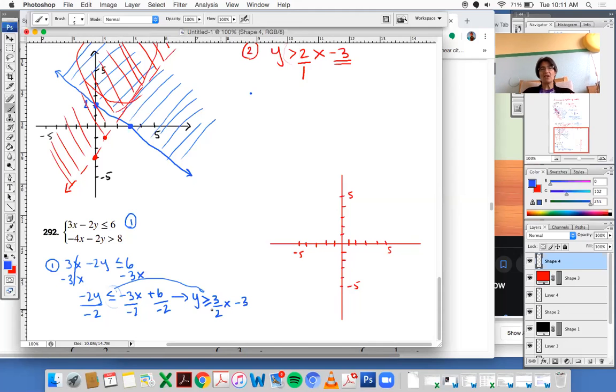Now I'm ready to graph. My y-intercept is negative 3. Put a dot there. My slope is positive 3 over 2, so up 3, 2 to the right. The line is solid because of that equal sign. And it says y is bigger than, so the shading goes above, like this. Any questions with that one?